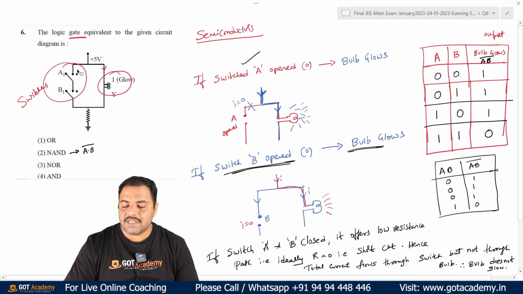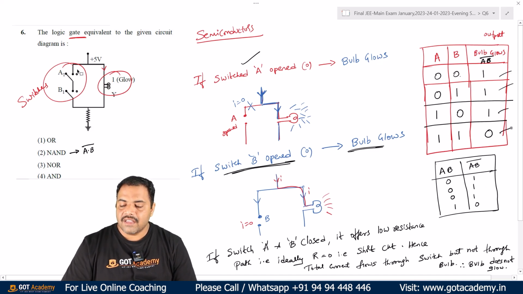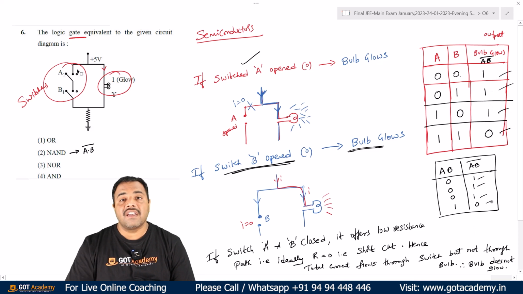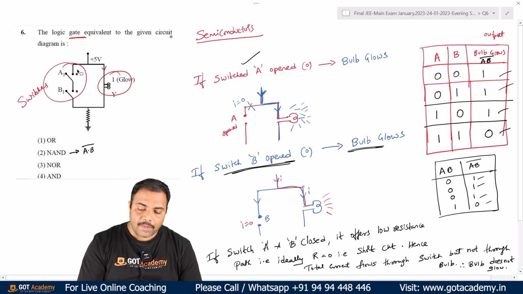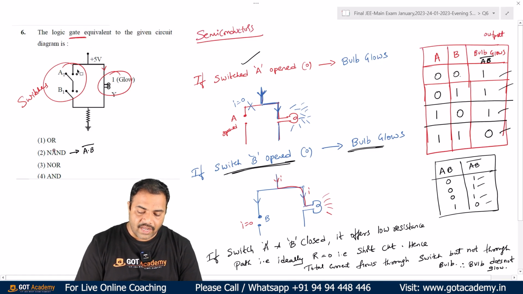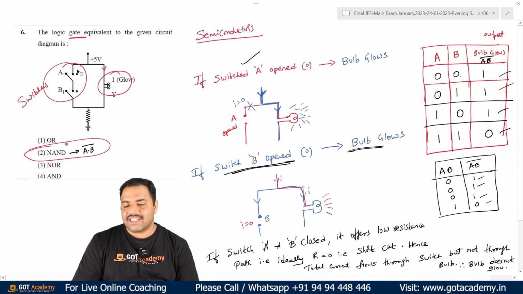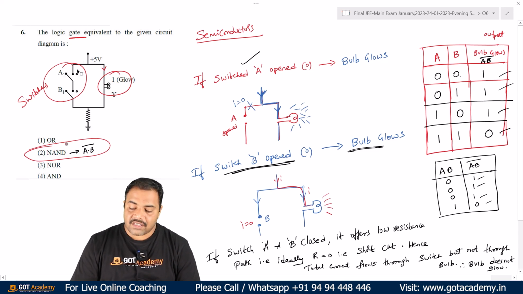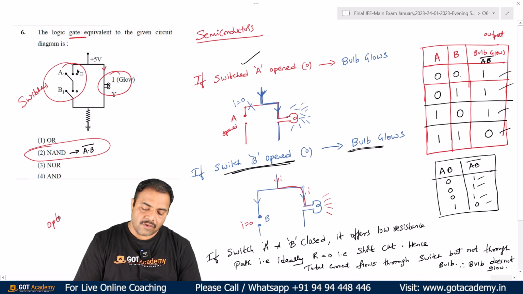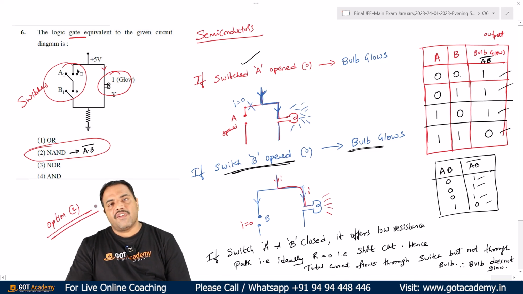So this truth table is meant for what? NAND gate. The outputs I got here are matching with which gate? NAND gate. So option 2, that is the NAND gate, is our right choice. With this, we have done our 6th question. Now we move on to the next one.